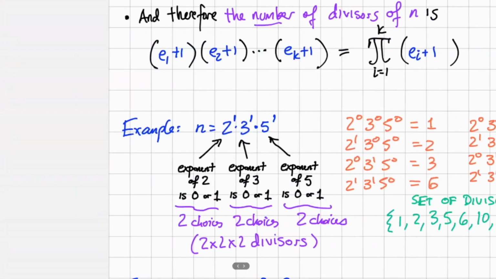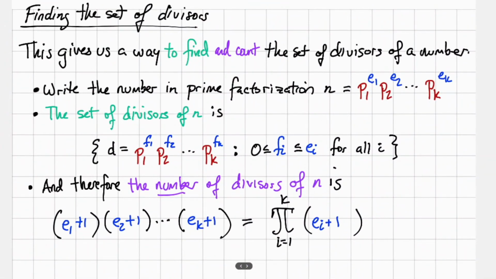So we can use this technique to figure out what the set of divisors of a number is, and how many divisors a number has. Here's the technique. Write the number as its prime factorization. N is equal to p1 to the e1, p2 to the e2, all the way up to pk to the ek. The set of divisors of n is going to be the set of numbers written as p1 to the f1, p2 to the f2, pk to the fk, where f sub i lies between 0 and e sub i for all i.